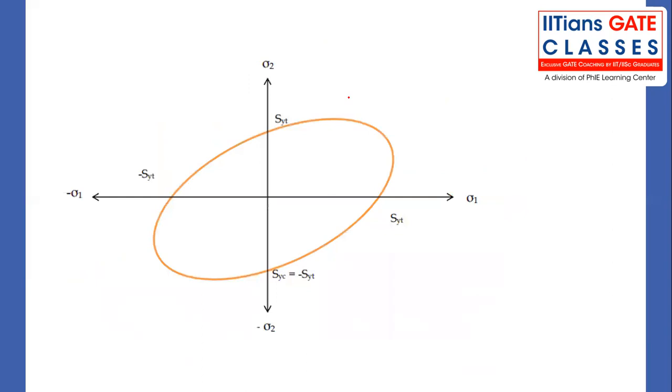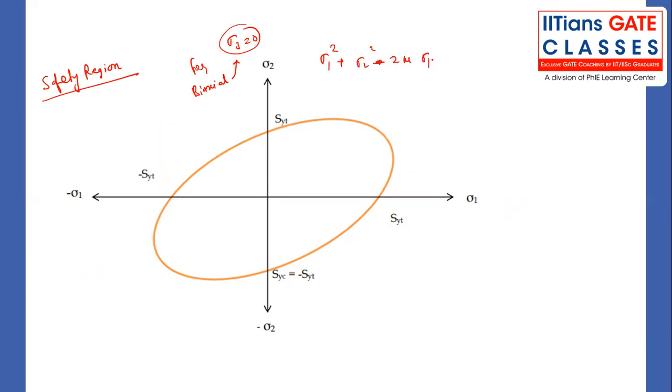Now, when you see the plot, that is the failure curve, and that is the safety region. Why is this curve an ellipse? Because when you focus your attention, for a biaxial state of stress, sigma 3 is 0, so sigma 1 square plus sigma 2 square minus 2 mu sigma 1 sigma 2 should be equal to sigma yt whole square. And what is this? The equation of an ellipse, right? So you get this particular region.